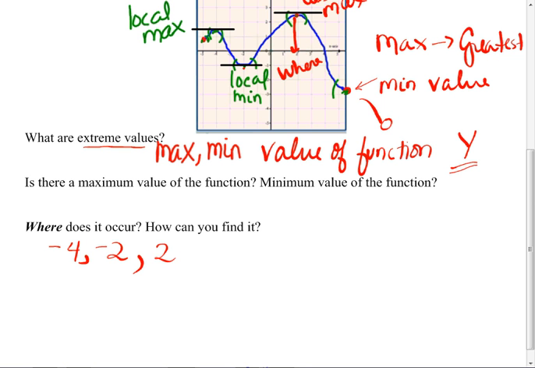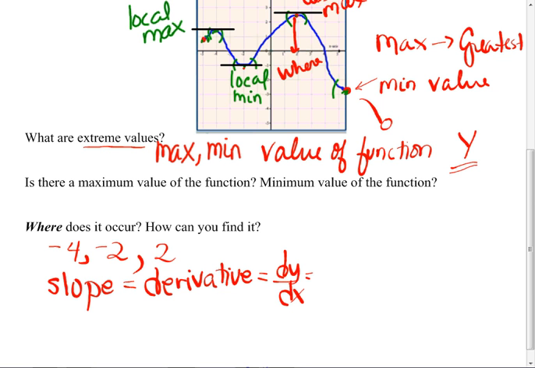Okay, how did we find it? What's true about the slope? What's another word for slope? Derivative. Which is dy dx, which is f prime, equals 0. So that's how you find them. Take your derivative, set it equal to 0, and you find where they are, but then you usually have to find out what the value is.